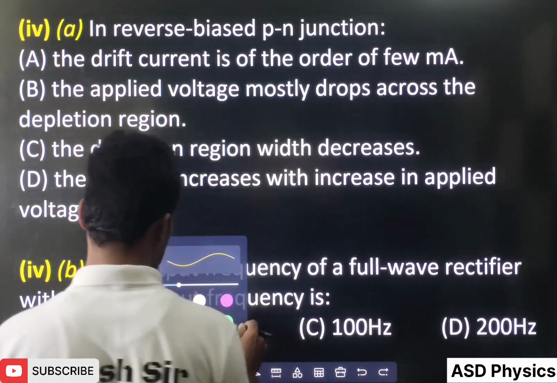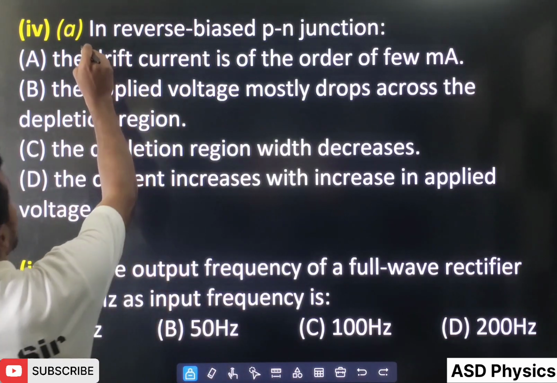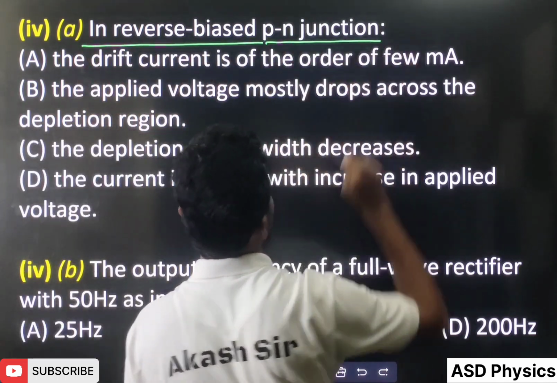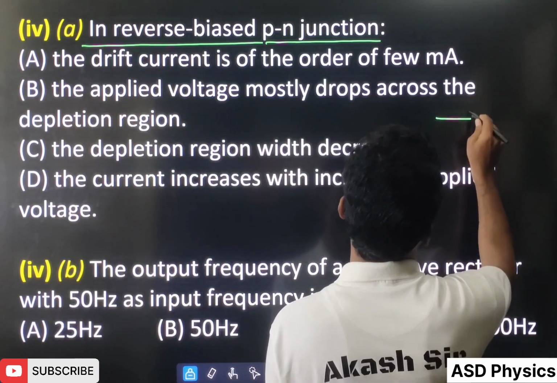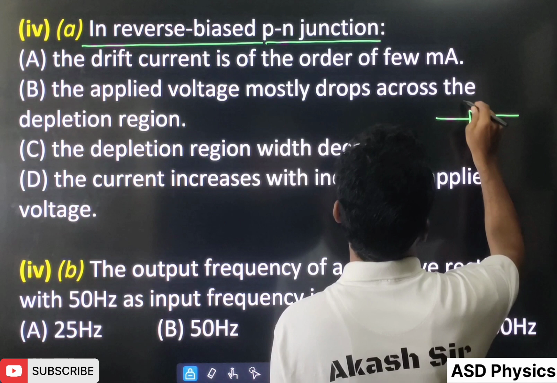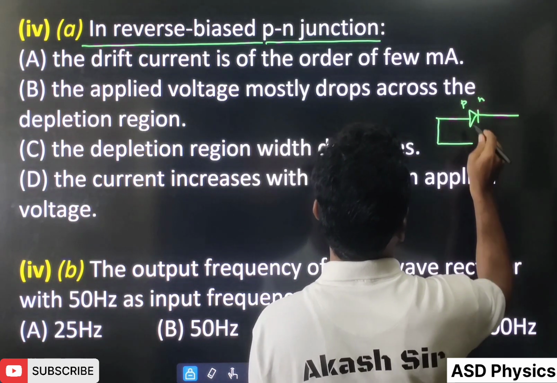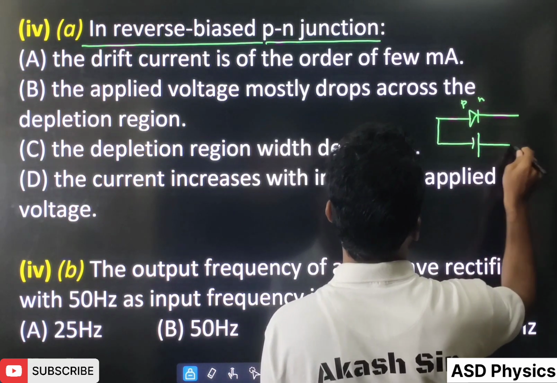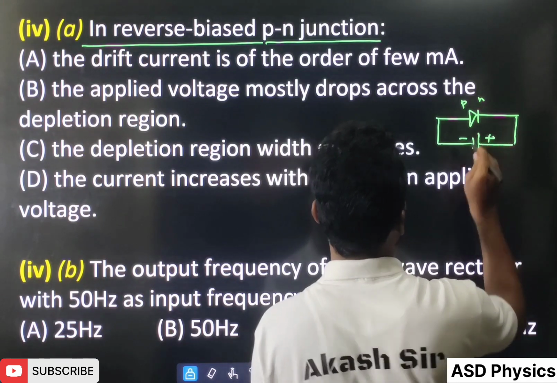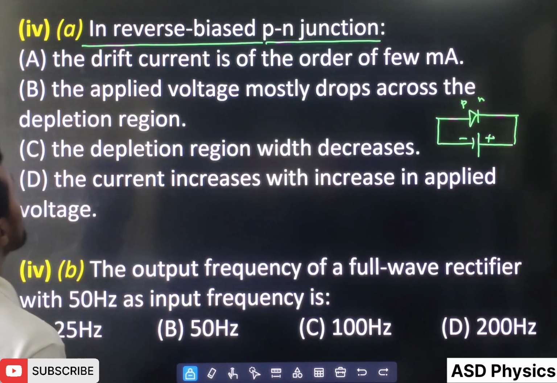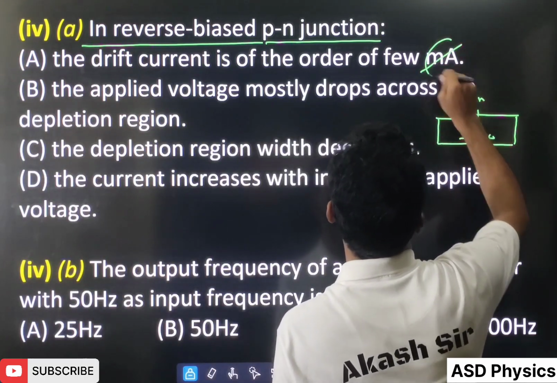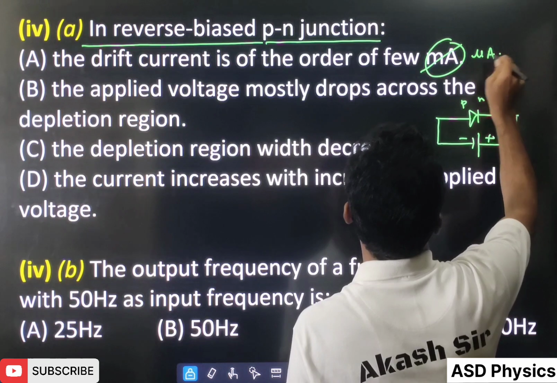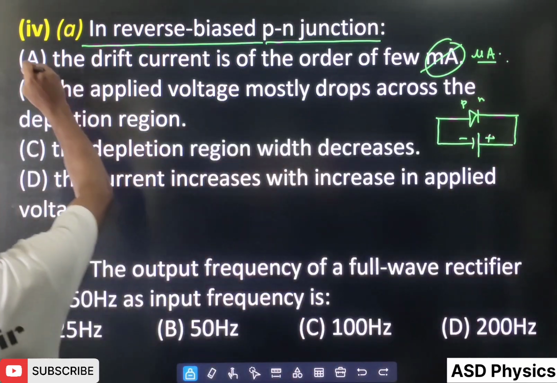Next one, students, let's see this question. What is the question here? In a reverse biased p-n junction, how will the p-n junction be reverse biased here? Here biasing is there. Let's take this is p, this is n. Reverse bias means the p will be connected to negative of the battery and n will be connected to positive of the battery. That is called the reverse bias. In reverse bias, first option, the drift current is of the order of few milliampere. No, the drift current is of the order of microampere. So this option A is wrong.